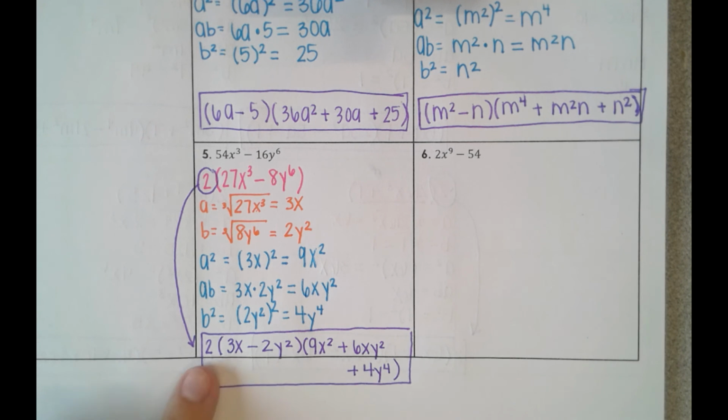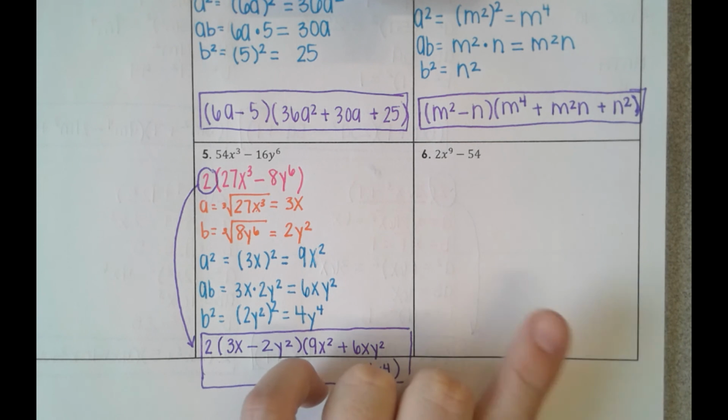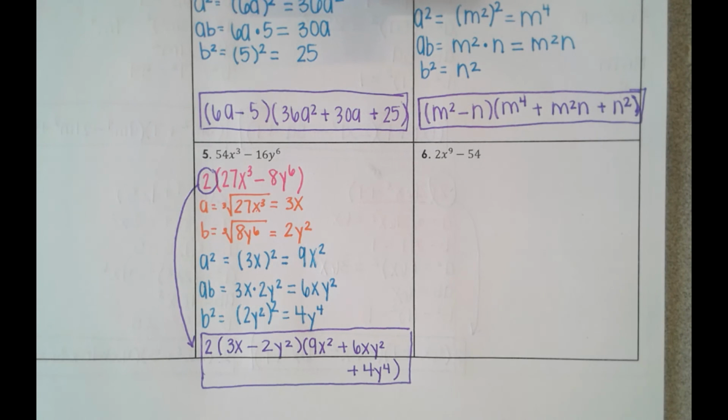So we get 2, that's our GCF, times 3x minus 2y squared. And then in the other one, it's 9x squared plus 6xy squared plus 4y to the fourth. You probably won't see one that complicated on the test. All right, and you've got one more. So try number 6 on your own.